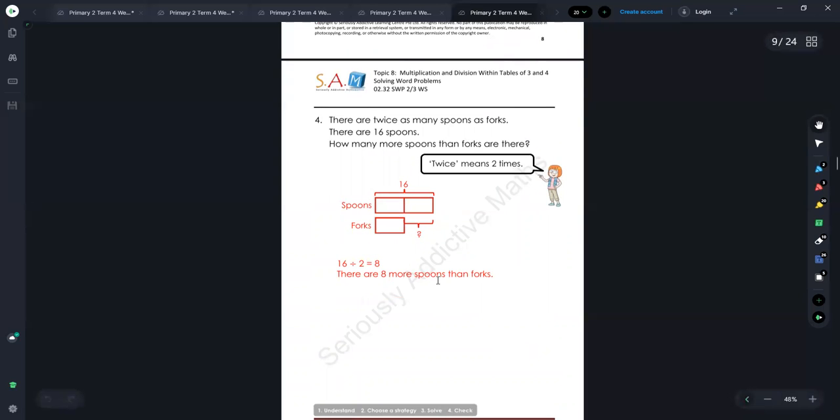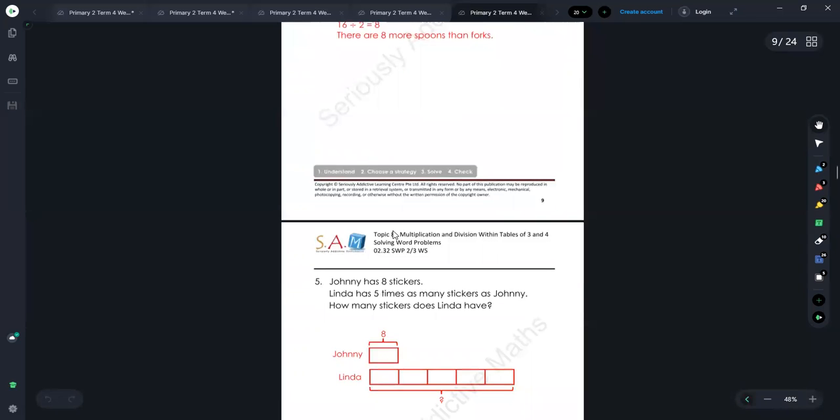Another question here: there are twice as many spoons as forks. So show them twice as many spoons means for spoons you draw 2 times, 2 boxes. Fork is 1 time. So if the spoon is 16, what is the fork? This is a division model. So 16 divided by 2. You want to know one part, there are 2 groups, you only want to know one group, so it's 16 divided by 2. So model this question with them as well.